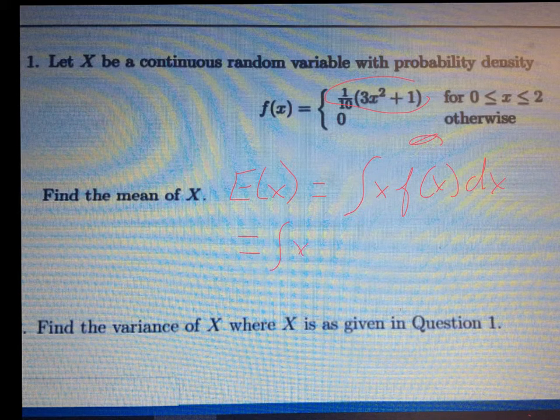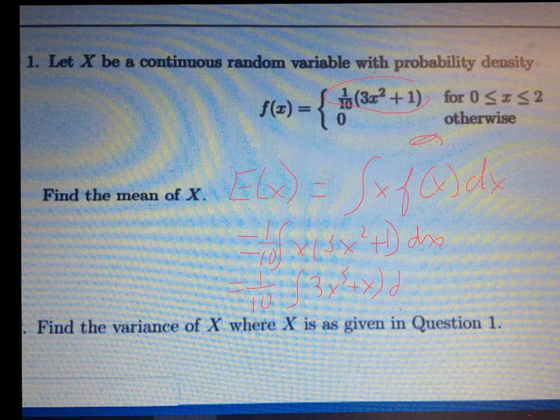You've got x being multiplied, you can take the 1/10 out in front, and you have x being multiplied by 3x squared plus 1. And so that's 1 over 10 times the integral of 3x cubed plus x. And so really quickly, 1 over 10 times the integral, which is going to be 3/4 x to the 4 plus 1/2 x squared.